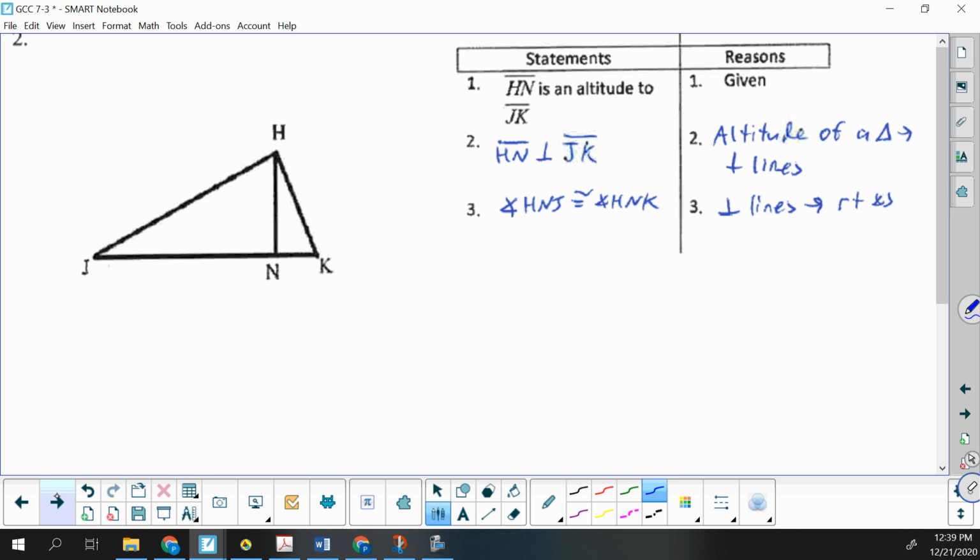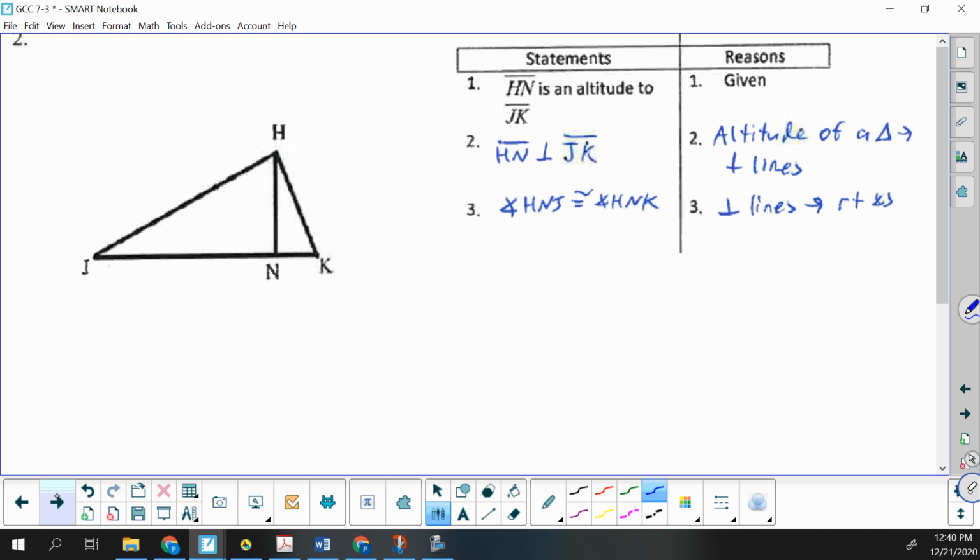In number 2, we're given an altitude. So we automatically, in our next reason, want to use our altitude reason. Altitude of a triangle implies perpendicular lines. We are pointing at perpendicular lines. So over in your statement in number 2, state which lines are perpendicular. Well, if HN is the altitude to JK, it's just HN is perpendicular to JK. Remember that upside down capital T is your symbol for perpendicular, and you can use it anywhere in proofs instead of writing out the word perpendicular.